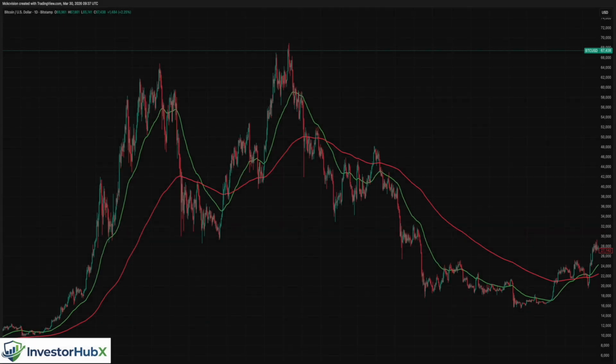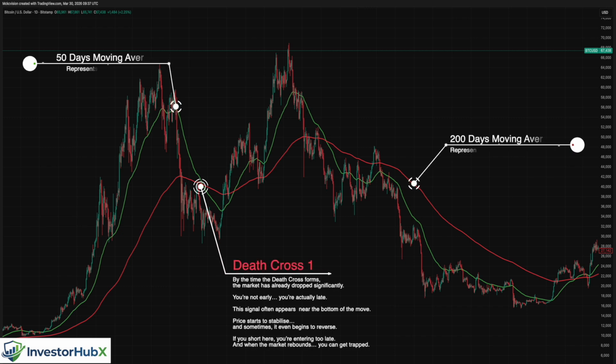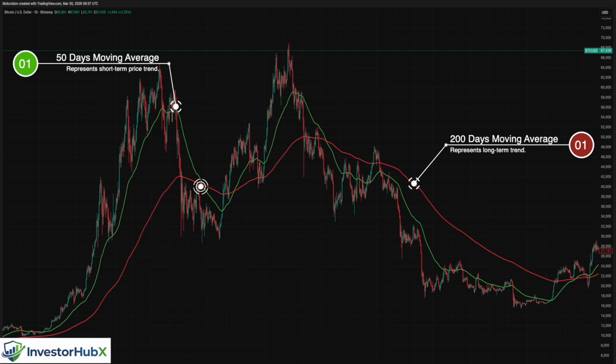There are two common scenarios when a Death Cross appears. Let's break them down. Case 1, the late signal. By the time the Death Cross forms, the market has already dropped significantly. You're not early. You're actually late. This signal often appears near the bottom of the move. Price starts to stabilize, and sometimes it even begins to reverse. If you short here, you're entering too late, and when the market rebounds, you can get trapped.